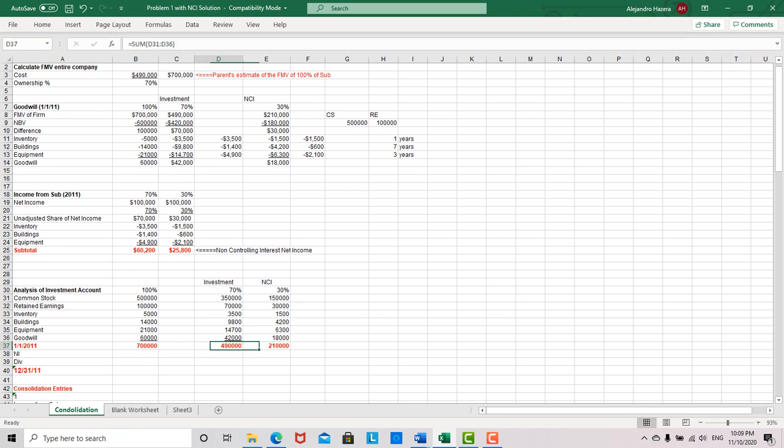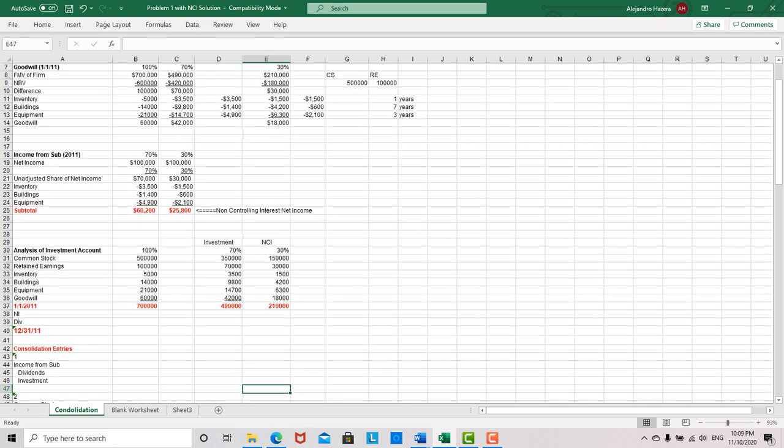210. Okay, so all we're saying is that at 100%, this company is worth 700,000. Your share, you're the investor, you control it. Your 70% share is worth 490, and non-controlling interest share is worth 210. So that's a good thing right there. Okay, now to finish the investment reconciliation, we're just going to add in the net income for each one of these, and then we're going to take out the dividends for each one.